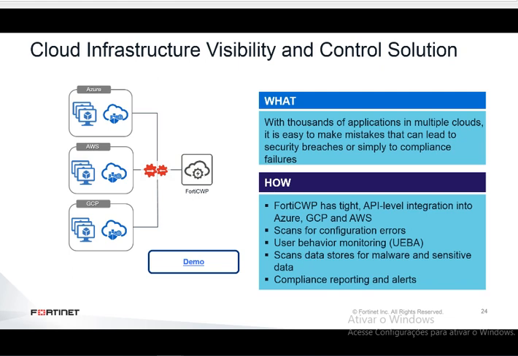Customers can obtain central management and visibility into FortiGate and FortiWeb deployments by using FortiManager and FortiAnalyzer. However, to get deeper insight into cloud workload protection, customers can use FortiCWP, which provides tight API-level integration into Azure, GCP, and AWS, scans for configuration errors, and performs user behavior monitoring, which looks for suspicious activity such as logging in from different locations, going to suspicious websites, or attempting to change security settings.